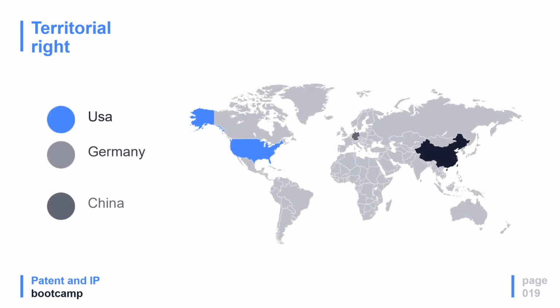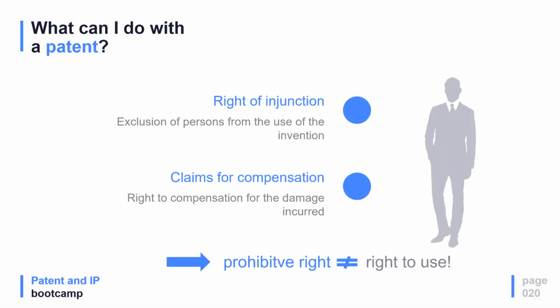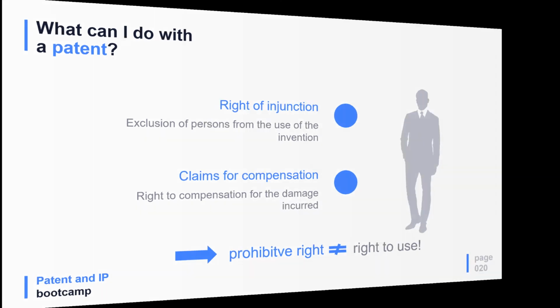After this we will have a closer look at patent infringement, and here we will talk about what is a territorial right and what is not allowed if someone else has a patent. Here we will talk about the claims you have as a patentee and what you can do against your competitors if they are infringing your patent.